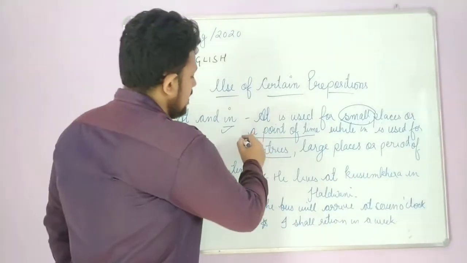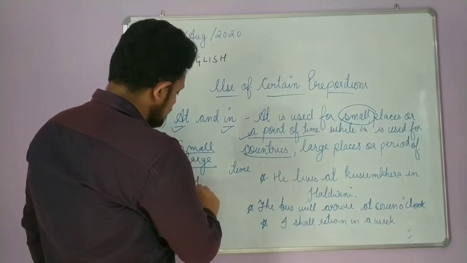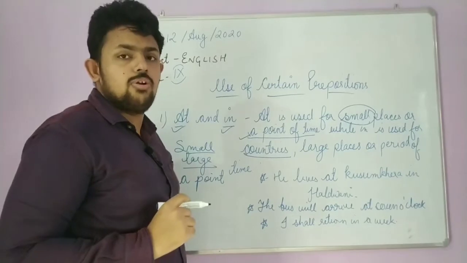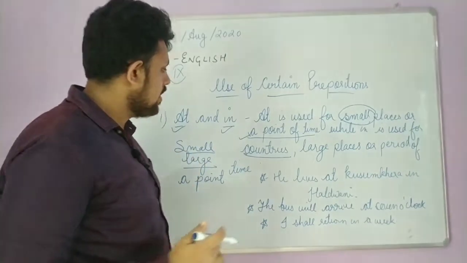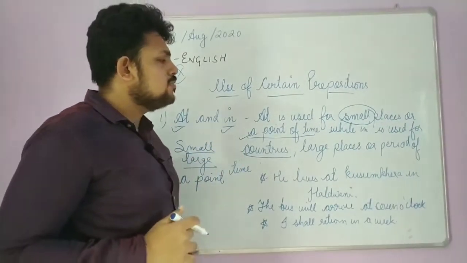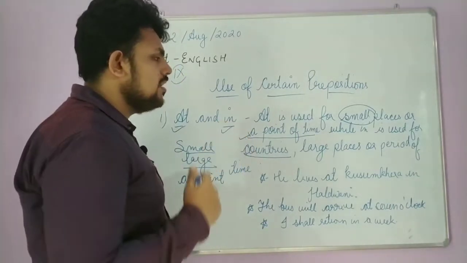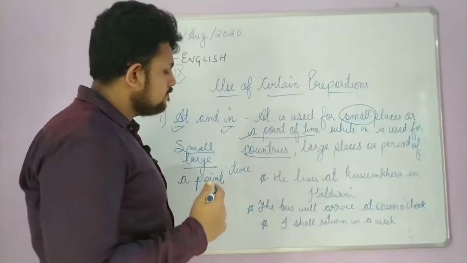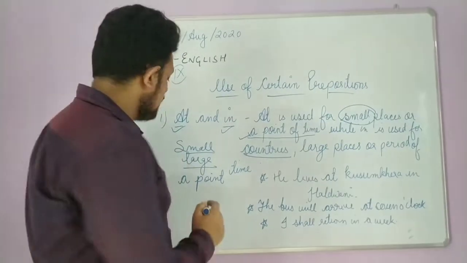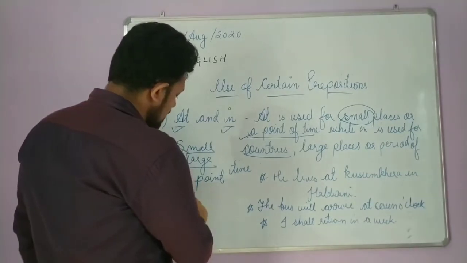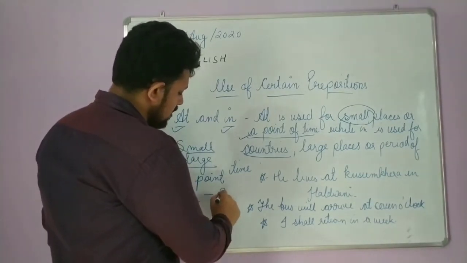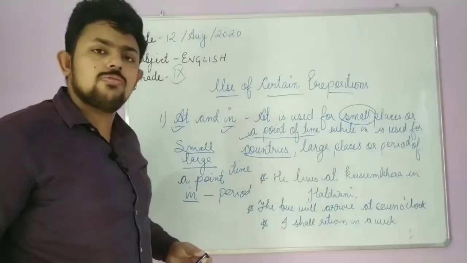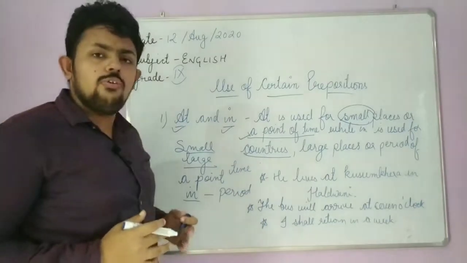Here we have a point of time. At is used for a specific point of time, at this certain point of time, at 5 o'clock, at 4 o'clock. But in is used for a period of time: I will come in a few days, I will come in the evening. Such uses of in are for a period of time, meaning a longer period of time, while at is used for a specific point of time.